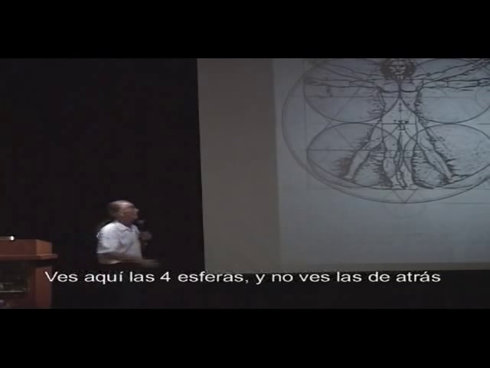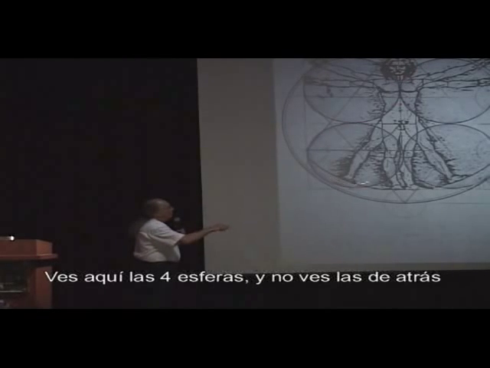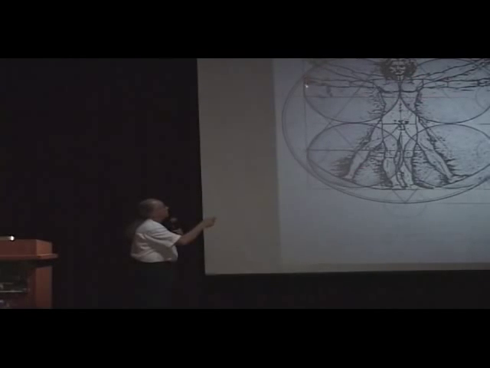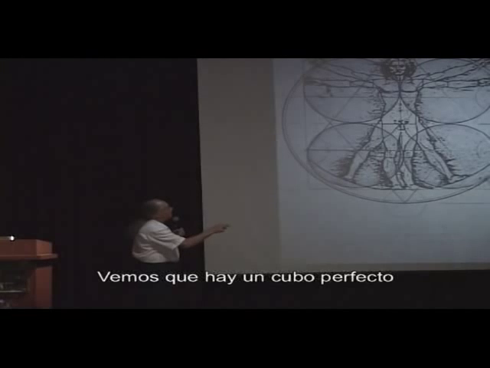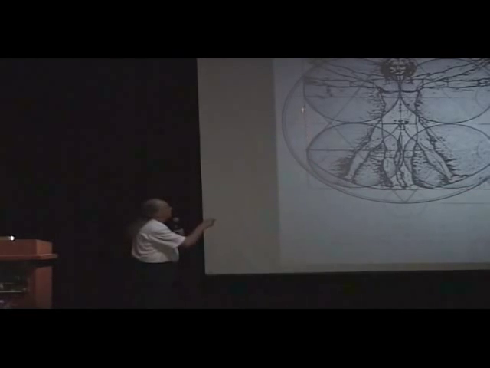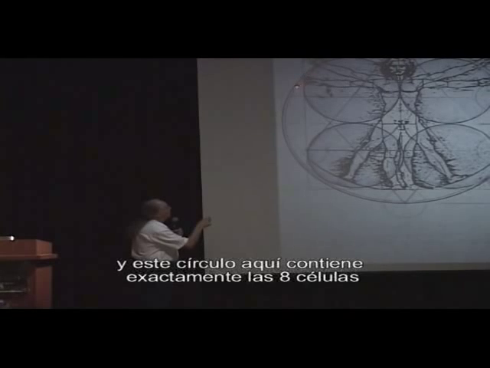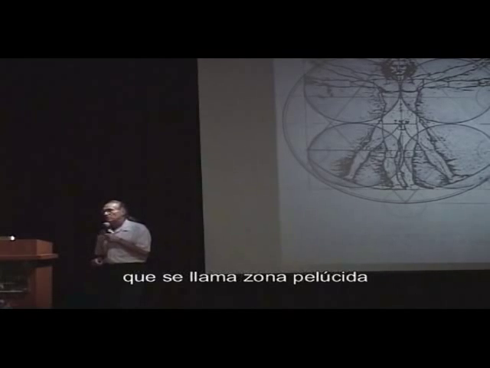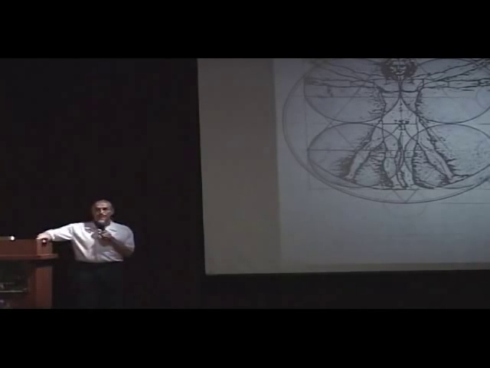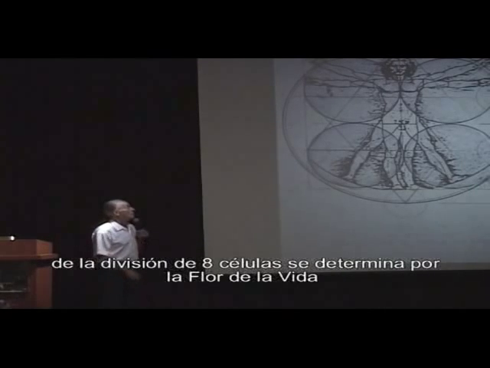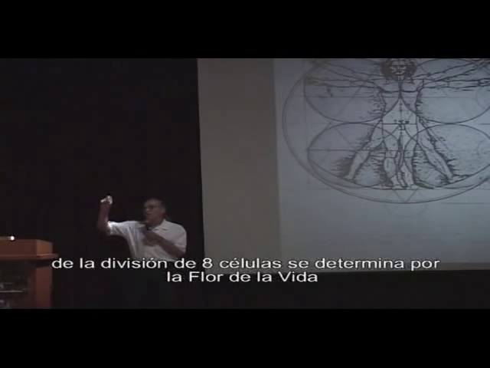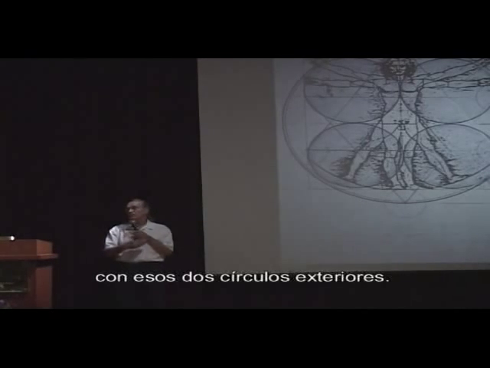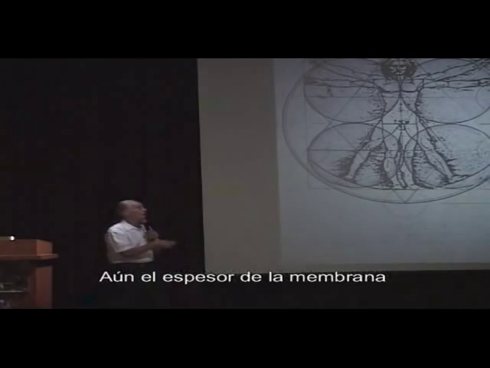And you would get this image here. You'd see these four spheres right here, and you couldn't see the four behind it because they're slightly smaller. And it fits inside of, like we already showed, a perfect cube right here. And that's a cube if it was going back through there like that. And this circle here will exactly enclose those 8 cells. And this other one outside of it is the thickness of the membrane, which is called the zona pellucida of the mitosis at 8-cell division. That is actually determined by the flower of life, with those 2 lines on the outside, has actually determined the thickness of the membrane.